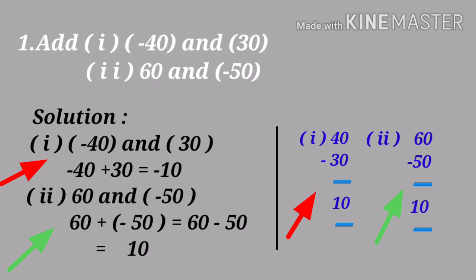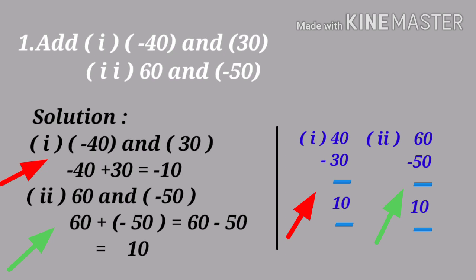To add minus 40 and 30, these integers are of different sign. From the note discussed earlier, if two integers are of different sign, we have to subtract the smaller value from the larger value and put the sign of the larger value. Which is the larger integer of these two? Yeah, it is 40, which carries a negative sign. Therefore, the answer must also carry the negative sign. Hence, minus 40 plus 30 gives minus 10.